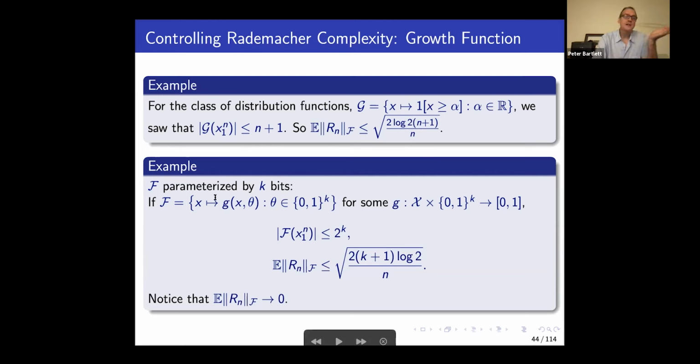As another example, thinking about a particular finite class, certainly the growth function is no more than the cardinality of the class of functions. So, for instance, if we have a class of functions that's parameterized by k bits, right? So to come up with a distinct function, you change these bits in our parameter theta. The growth function is bounded by 2 to the k. We plug that in, and we get a bound on the Rademacher complexity that looks like square root of k over n. All right. So in both of these cases, of course, as n gets large, the Rademacher complexity is going to 0, like 1 over square root of n.